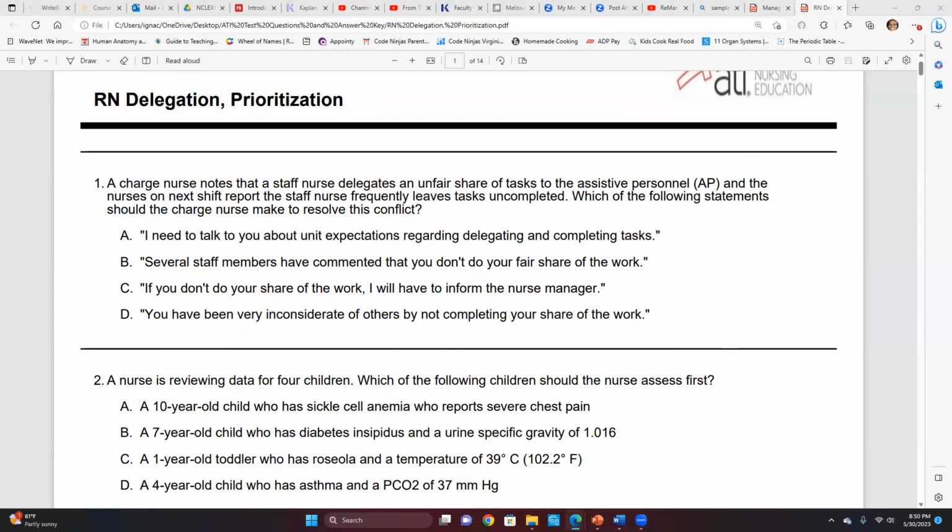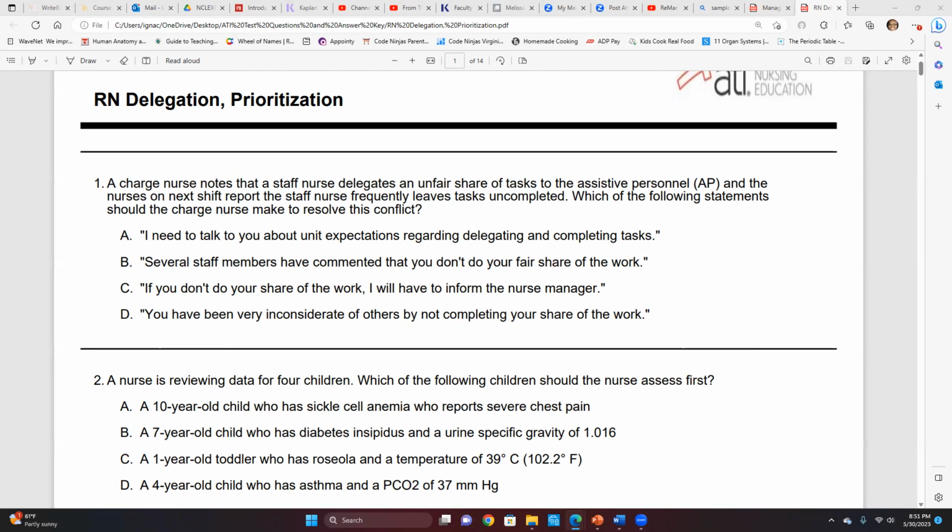Fair share of tax. See if we earn loss on the exchange report, the staff frequently level ups. Also completed, which of the following statement should charges make to resolve the I need to talk to you about need expectation during delegate. Serious staff have recommended that you don't if you the chef.